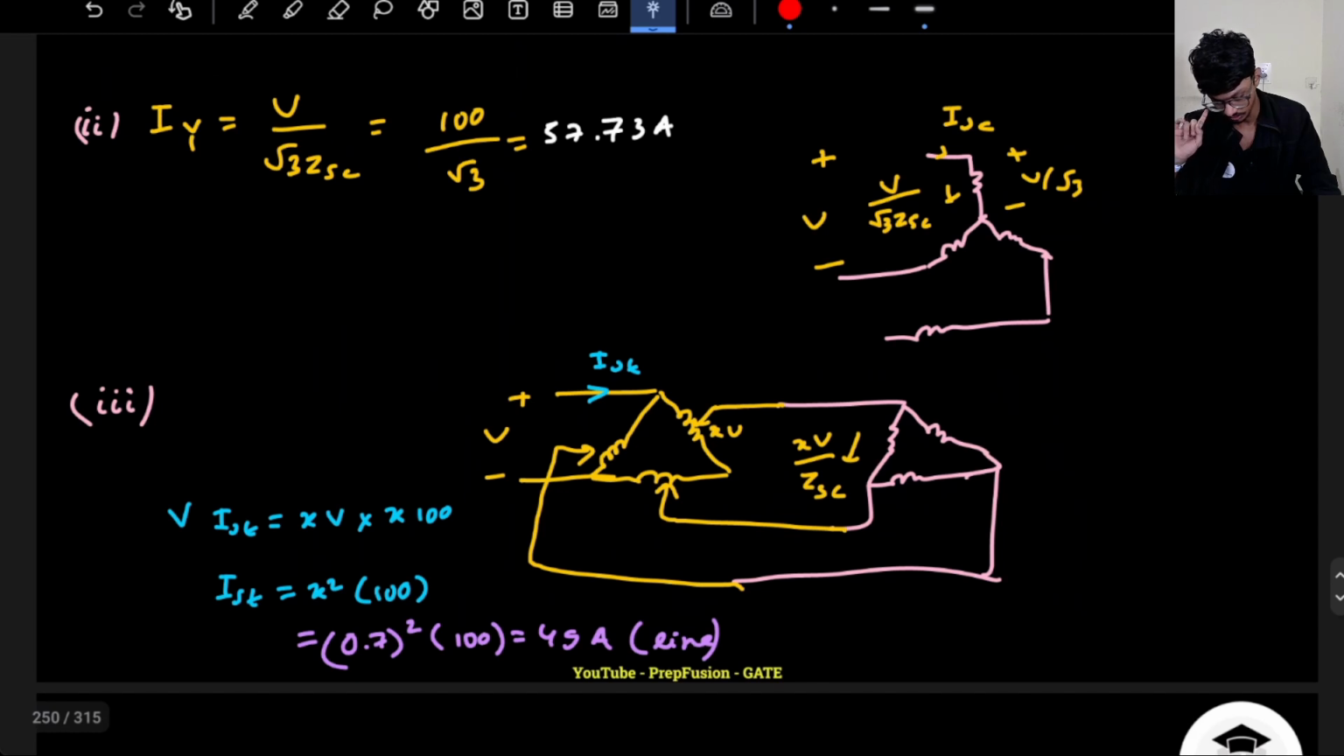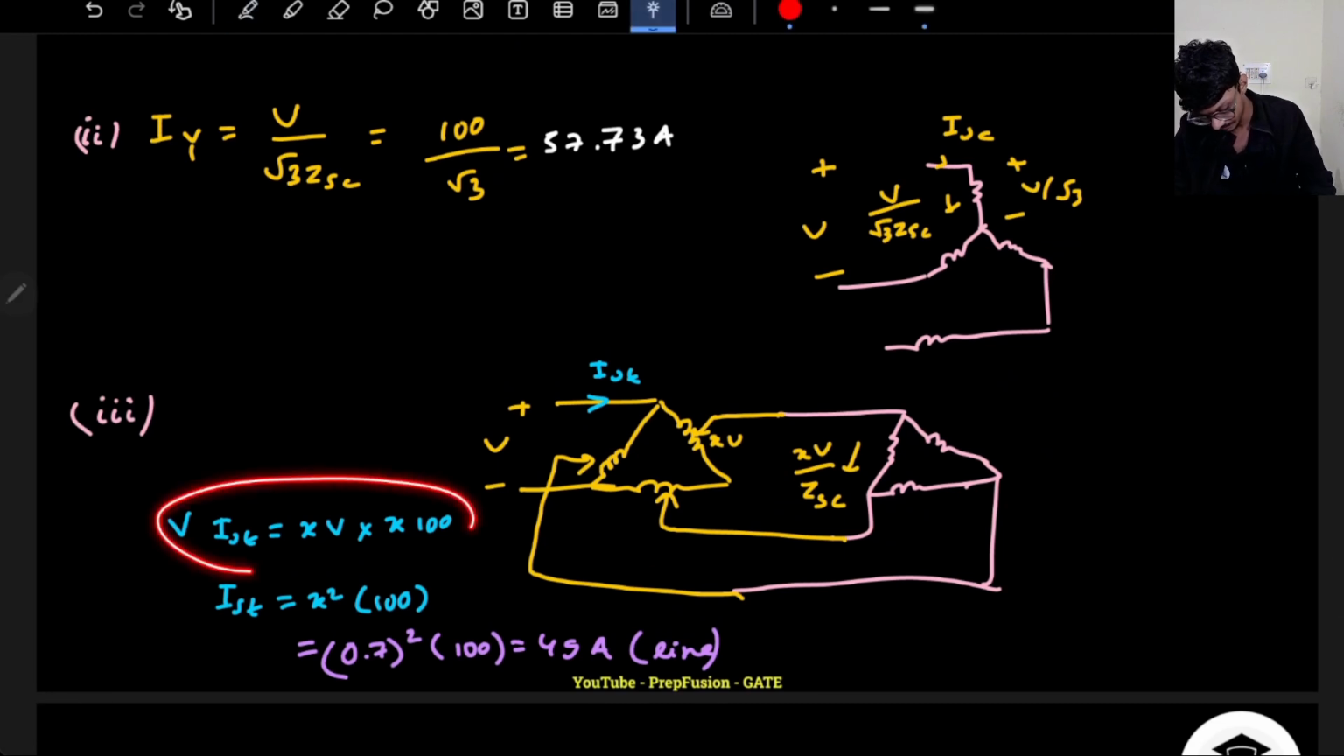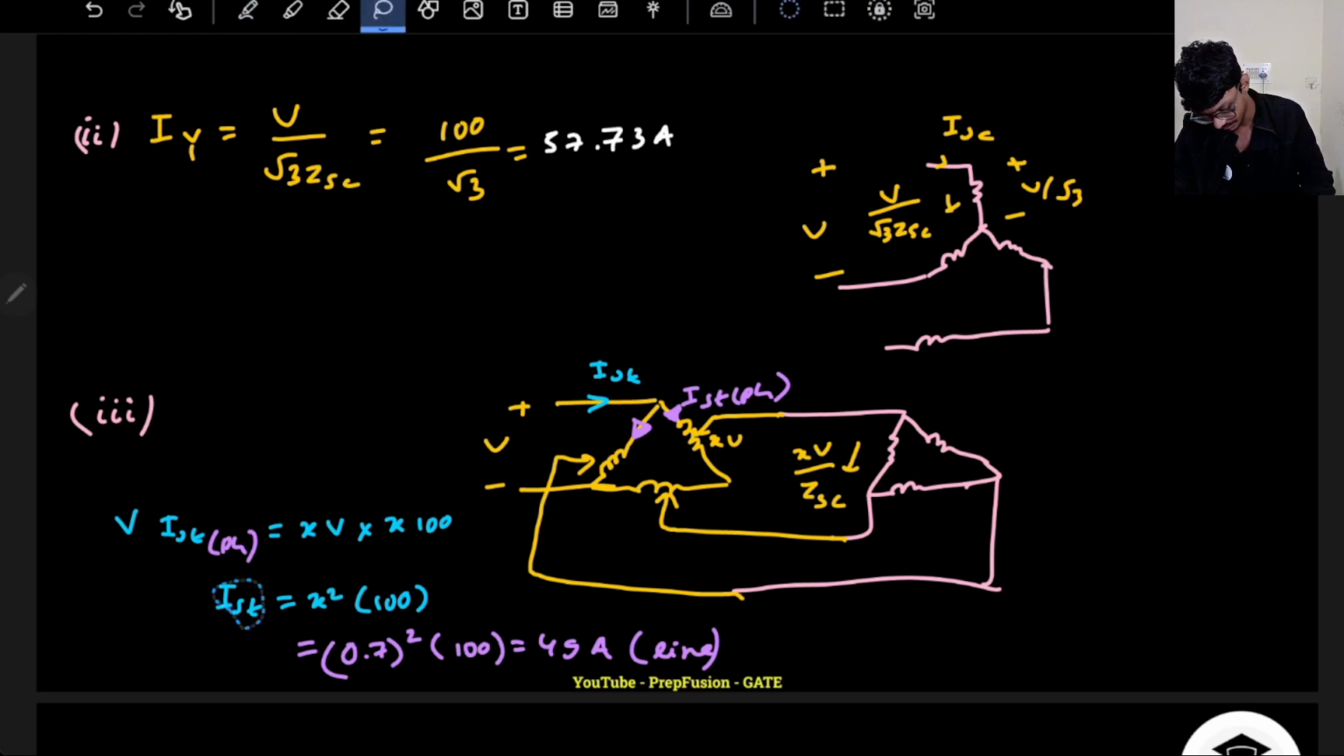Okay, sorry, one very small technical mistake I made. This balance equation is with respect to the auto transformer. In the previous case, the line current and phase current were the same, but here it is delta. So I have to compare the current flowing through the coil of the auto transformer. This is the phase current through the auto transformer. Sorry about that. So this will be IST phase.